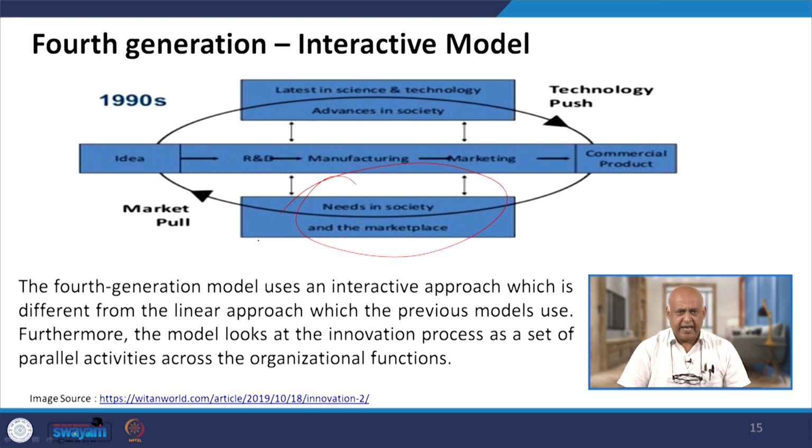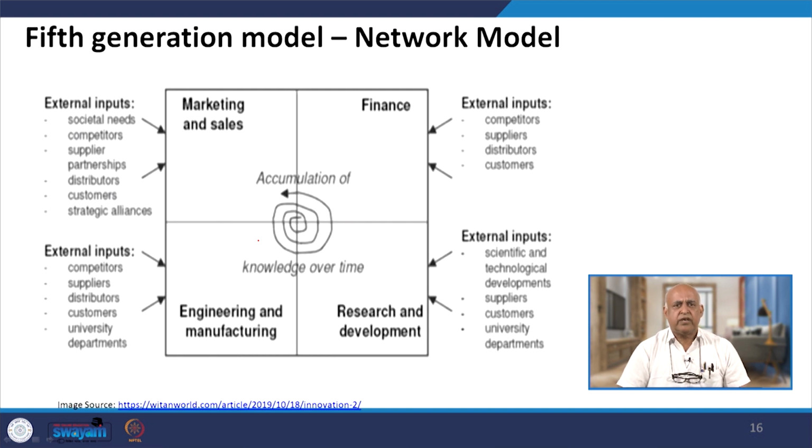Furthermore, the model looks at the innovation process as a set of parallel activities across the organizational functions. Now, the fifth generation model is the network model. So, marketing and sales accumulation matters because ultimately you have developed a product, but the question arises whether that product should catch the market. So, marketing and sales are becoming a very important aspect.